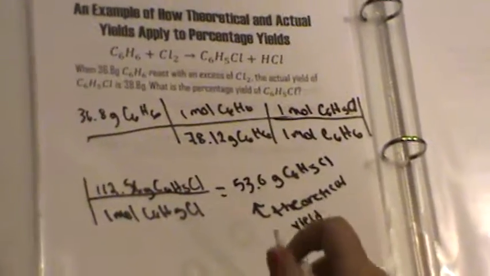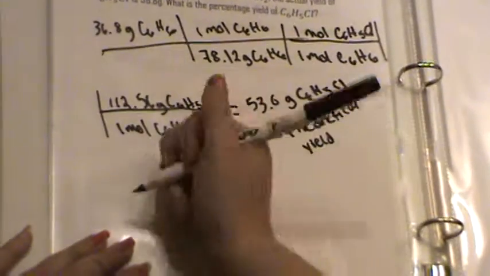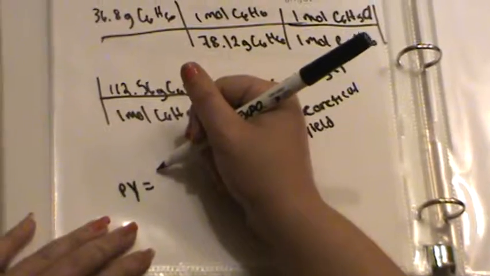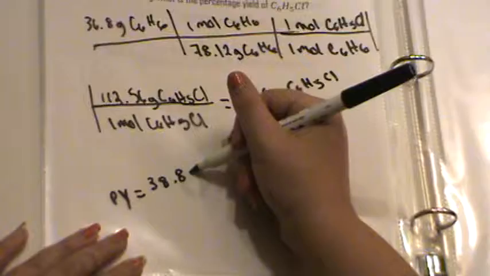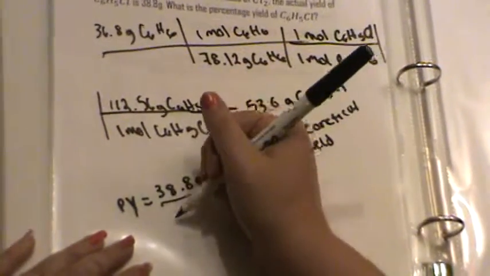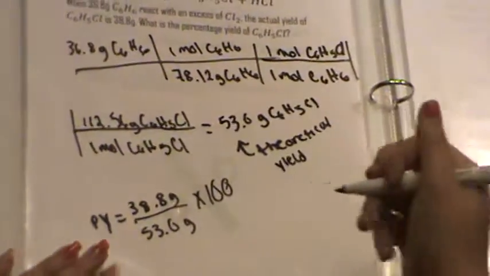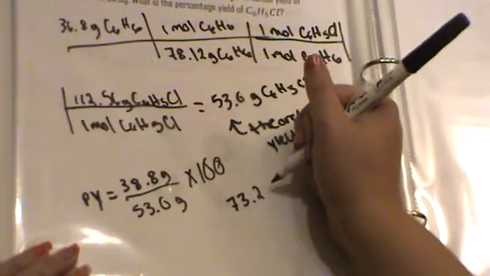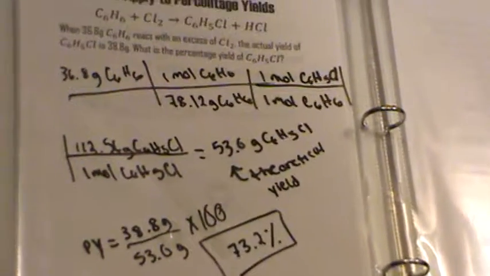Then you take this yield and put it into the equation I showed you on the other page. So percentage yield equals the actual, which we were told was 38.8 grams, and you take your theoretical, which we got to be 53.0, and you multiply that by 100. And that ends up being 73.2%. And that is your percentage yield.